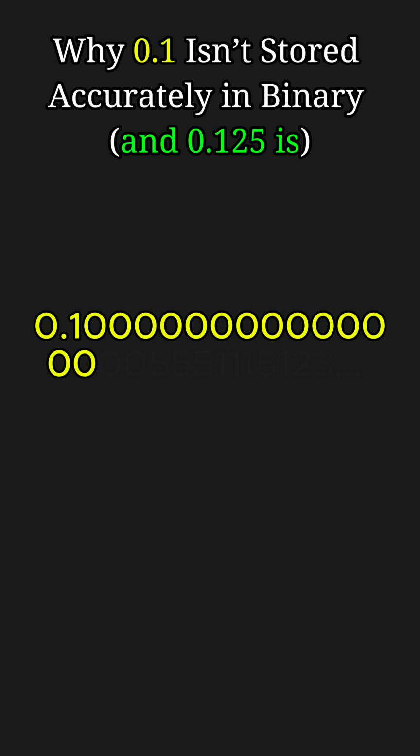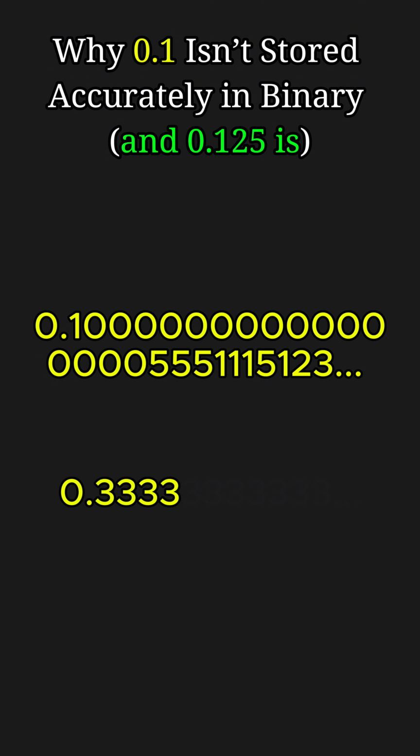Decimal values like 0.1 are written in base 10, but computers work in binary, which is base 2. This introduces approximation errors for some values, and 0.1 is one of them because 0.1 is a repeating fraction in base 2, similar to how 1 by 3 is a repeating fraction in base 10.